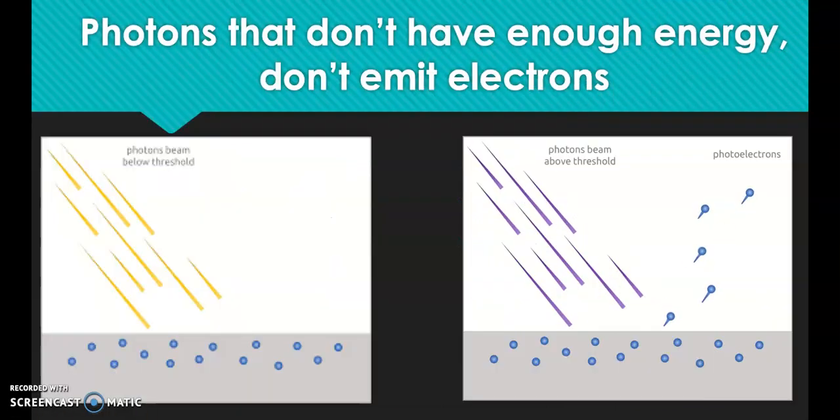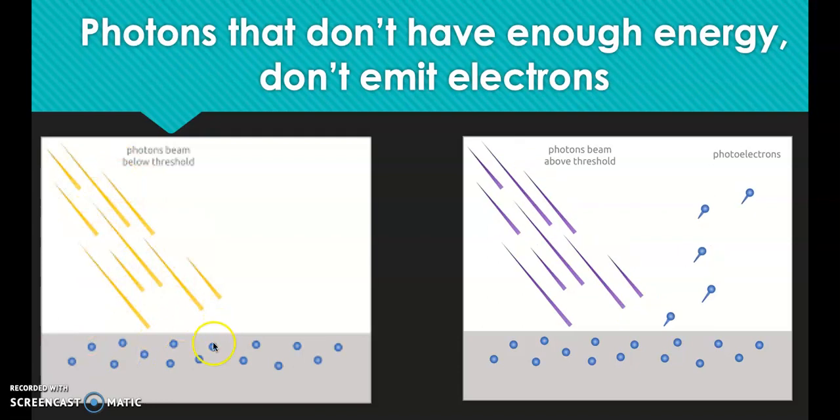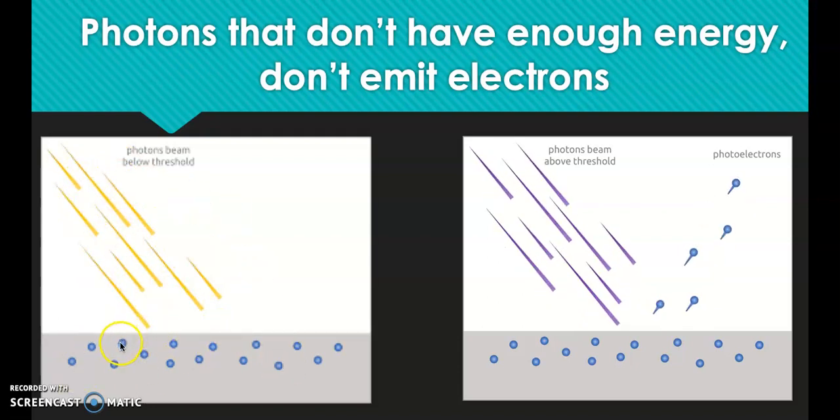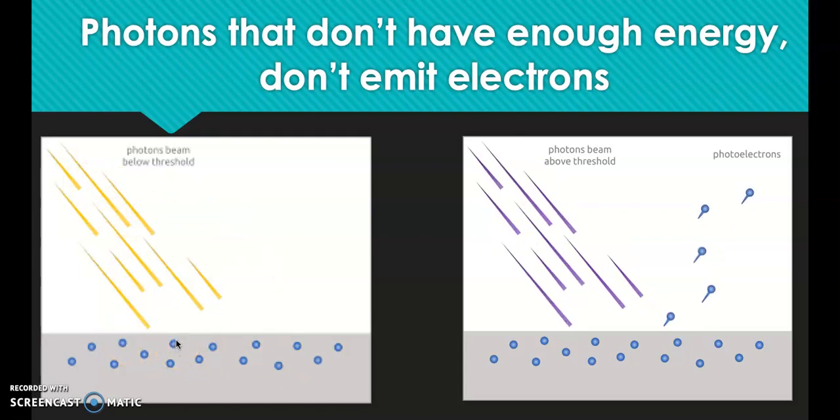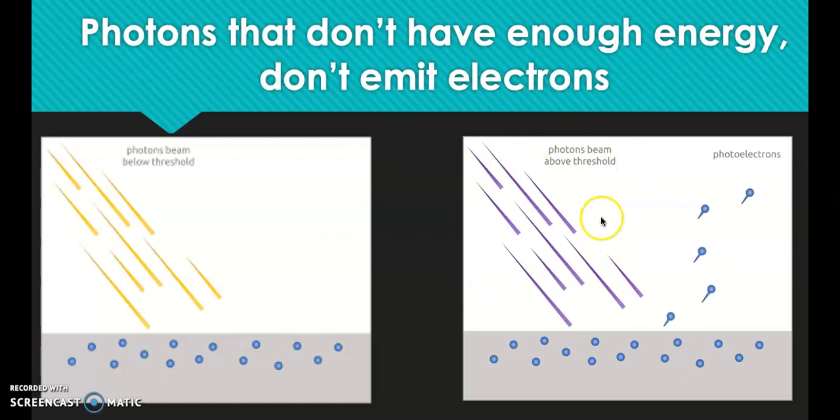Of course, we know that the brightness of light isn't the only thing that impacts the number of electrons that come out. With the yellow, low-energy photons here, you can send as many of these as you want at a metal. These yellow photons don't have enough energy to dislodge an electron from that metal, to overcome the electron's bond to the atom. And so photons that don't have enough energy don't emit electrons. And conversely, photons that do have enough energy could emit electrons.